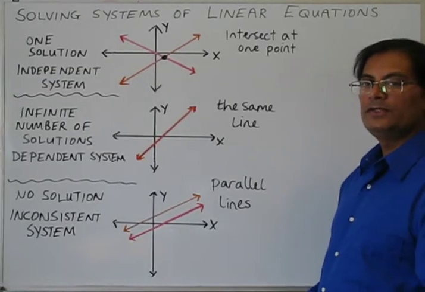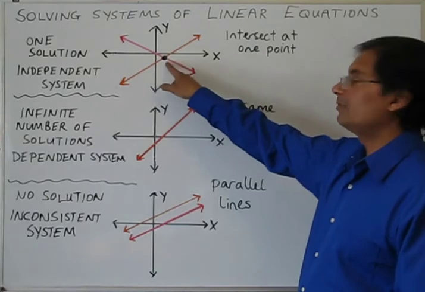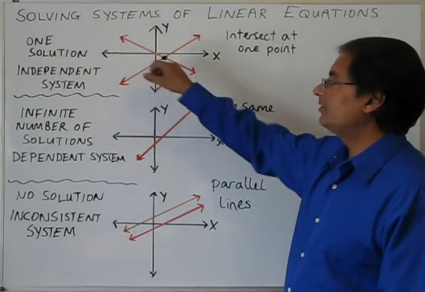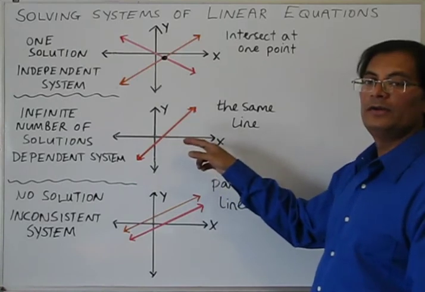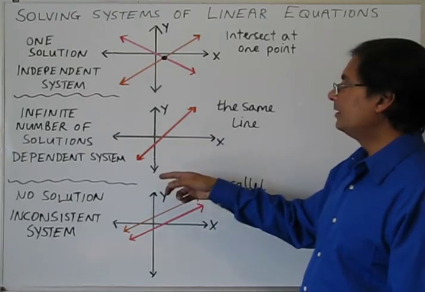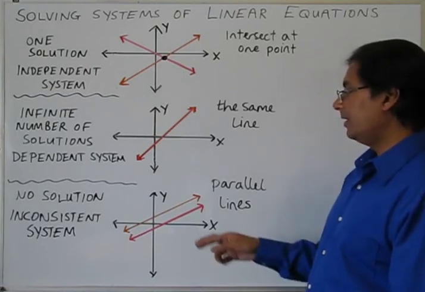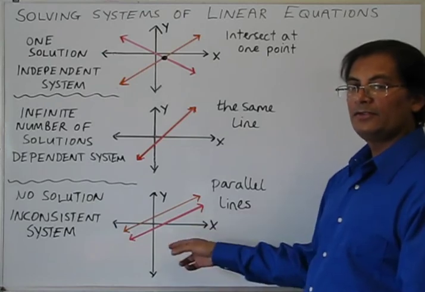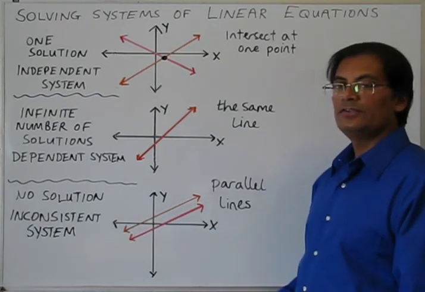So we've actually looked at three types of solutions to linear equations. The first type is when we find an actual solution that's a point, where there's one solution where the lines intersect at one point, and we call that system the independent system. Then there's the situation where you actually have the same line. The two linear equations are actually representing the same line, and you have an infinite number of solutions. We call that a dependent system. And then the final system is where you have no solution, and that's when you have two parallel lines. Well, they will never intersect, so there's going to be no solution, and we call that the inconsistent system.